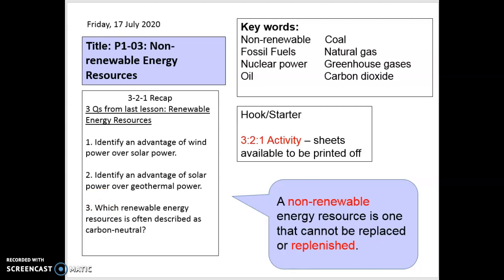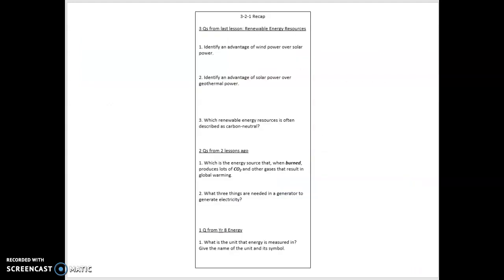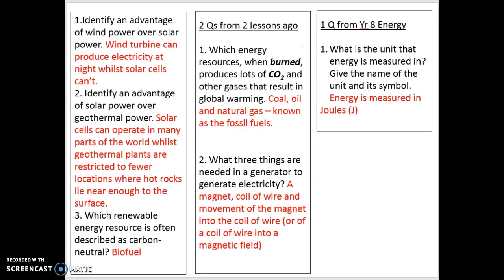Okay, so here we go. Here's the questions. So if you pause the video, make a note of those questions and then have a go. One is from year 8, 2 questions are from 2 lessons ago, and then these 3 questions are from last lesson. Off you go. Okay, and I'll pop up the answers so you can have a look through those.